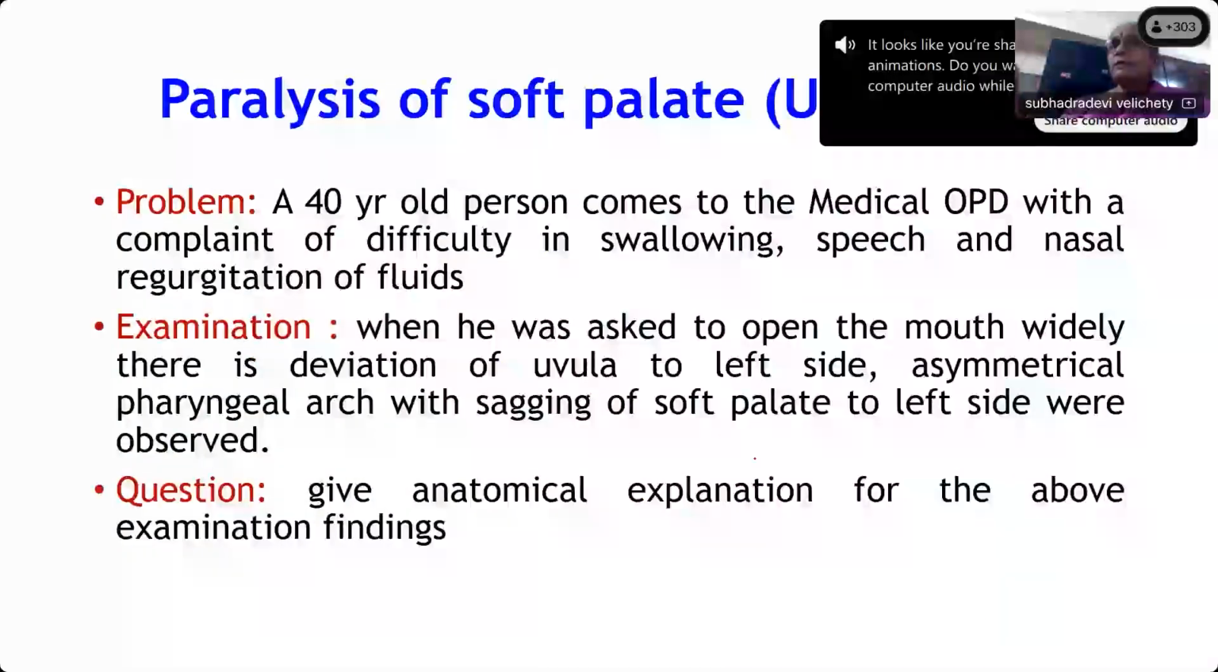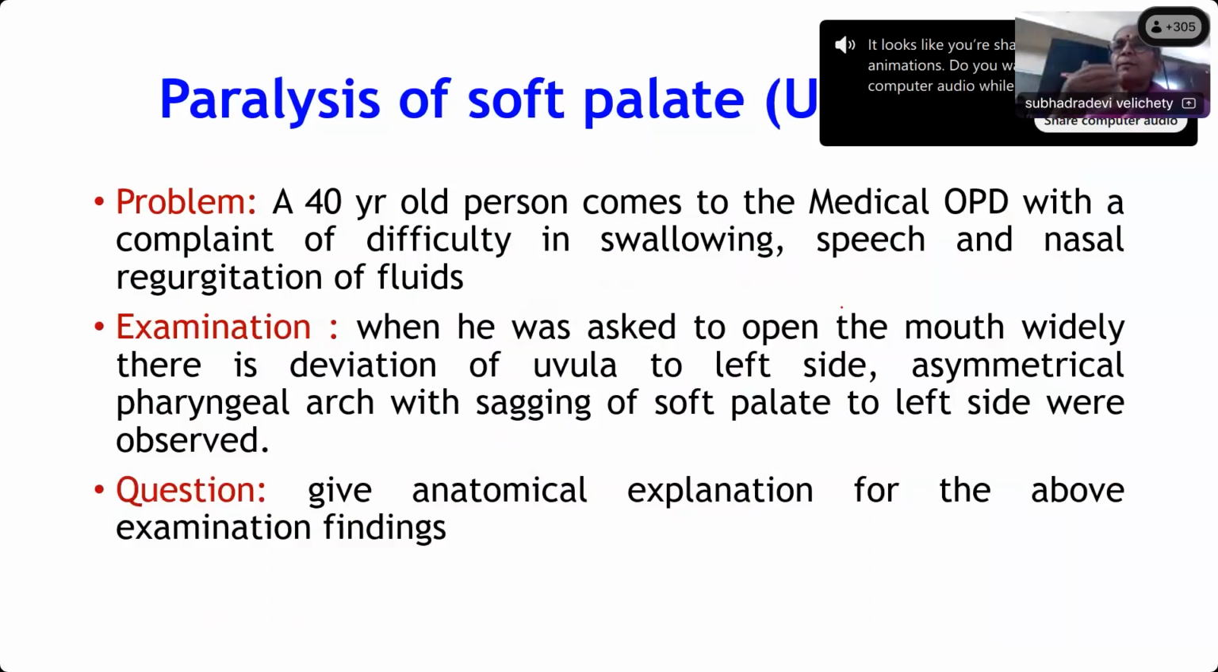Then if there is a question on that, see, there is a question of a 40-year-old person coming to medical OPD, complaint of difficulty in swallowing, speech, and nasal regurgitation of fluids. And when he was asked to open the mouth widely, deviation of the uvula to left side, asymmetry of pharyngeal arch, with sagging of soft palate to left side. So give anatomical explanation. Why are they giving this much length?